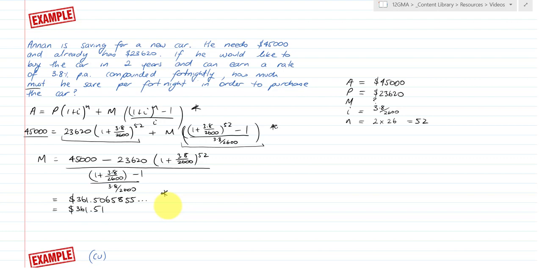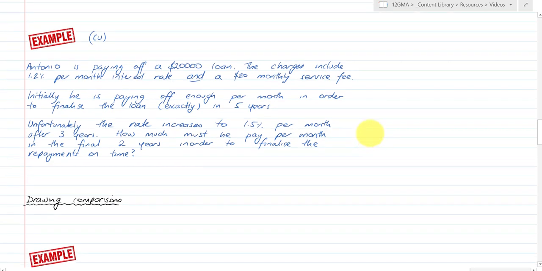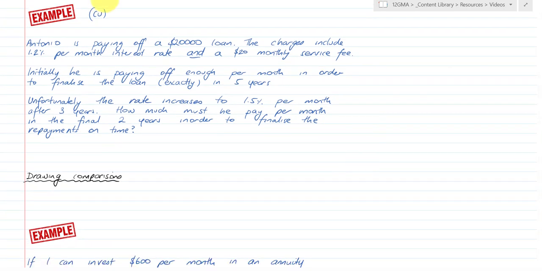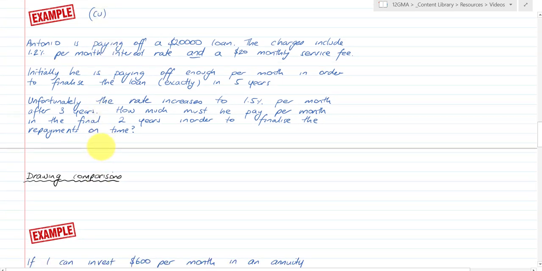Okay, we'll just go through one more example in this video, and that is a complex unfamiliar example with barely any space to do it. So let's make some space.